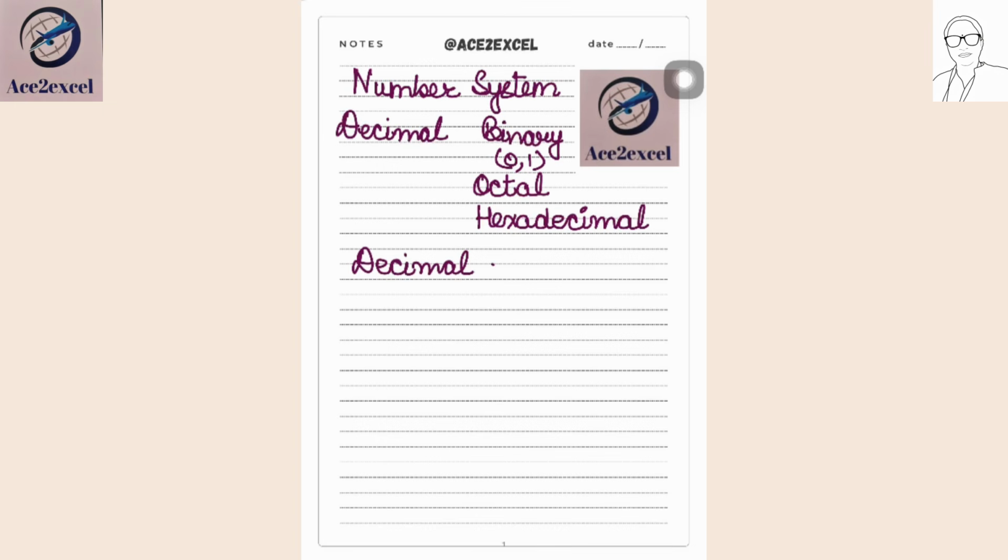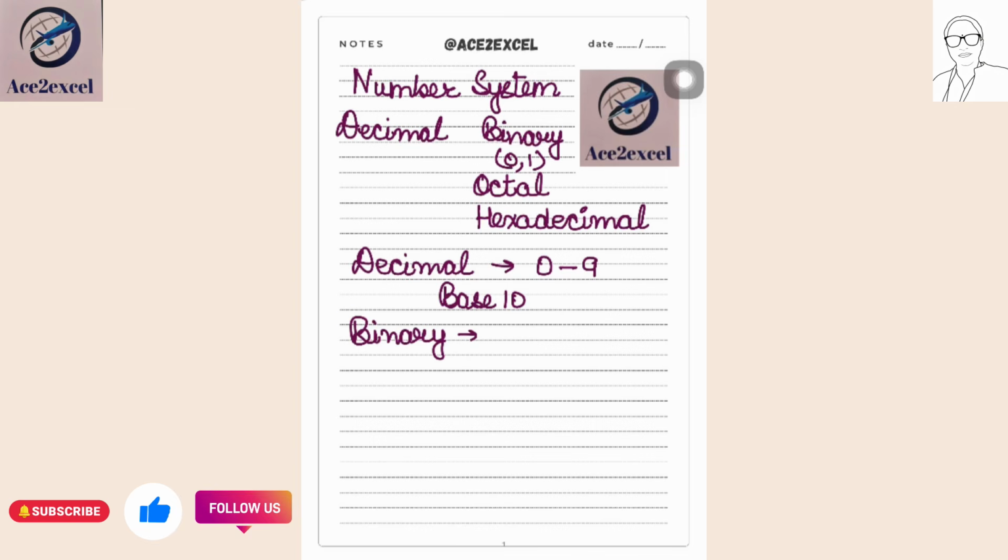In the decimal number system, the numbers used are 0 to 9. In total, 10 digits are there. That is why it is called base 10. The binary number system only uses 2 bits, 0 and 1. That is why it is called base 2.